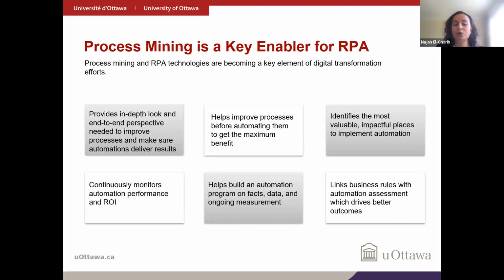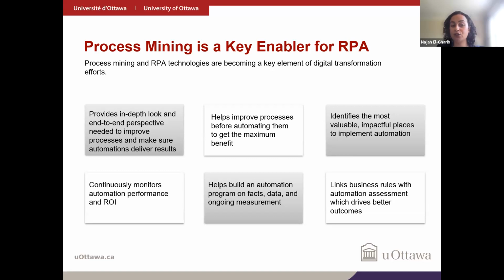So process mining is a key enabler for RPA automations for several reasons, of which I'm highlighting only 6 here. It really provides an in-depth, end-to-end process understanding about how my processes are actually running and makes sure automations deliver results. It helps improve processes before automating them to get the maximum benefit. Secondly, it identifies the most valuable, impactful places to implement automations. Of course, this is very, very important.